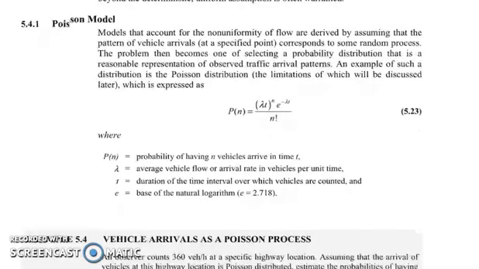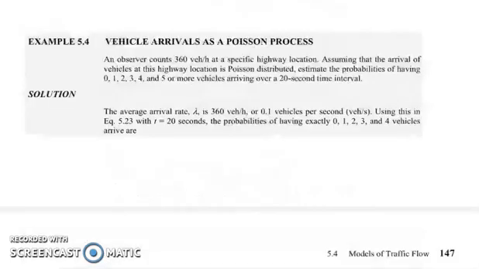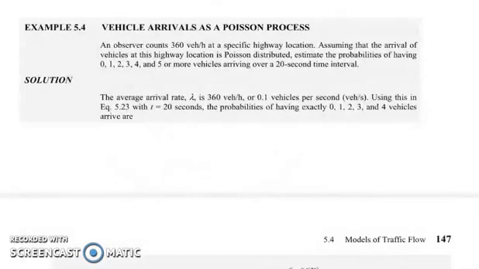So for our example, an observer counts 360 vehicles per hour at a specific highway location, assuming that the arrival of the vehicles at this highway location is Poisson distributed. Estimate the probabilities of having 0, 1, 2, 3, 4, and 5 or more vehicles arriving over a 20-second time interval.